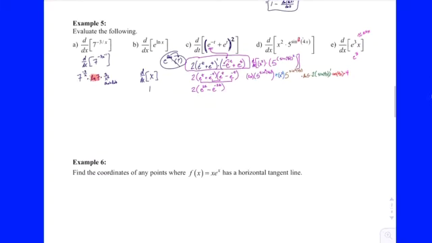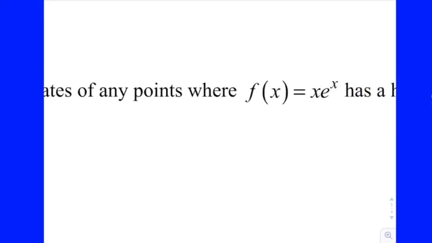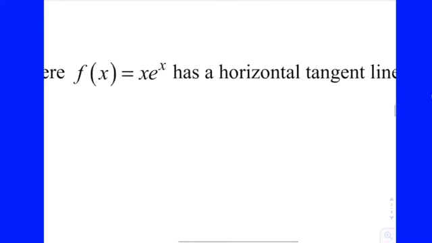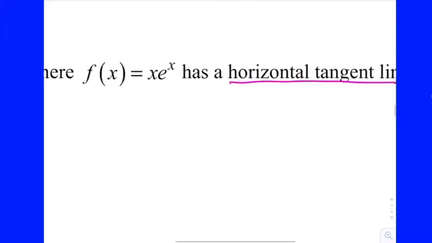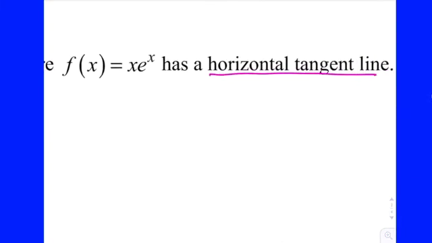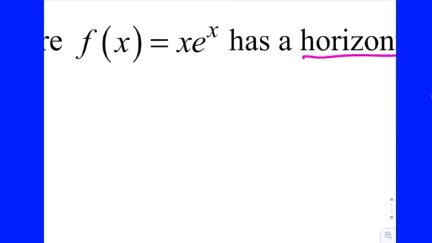All right, another application, example 6. Find the coordinates of any points where x e to the x has a horizontal tangent line. We want to know where the function has a horizontal tangent line. So what's our plan of attack? What are we going to do? Take the derivative and set it equal to what? 0. Good. If we can find the derivative, that's the tangent line slope. We want to know where it's horizontal. That's where the slope is 0. So let's go ahead and find it.